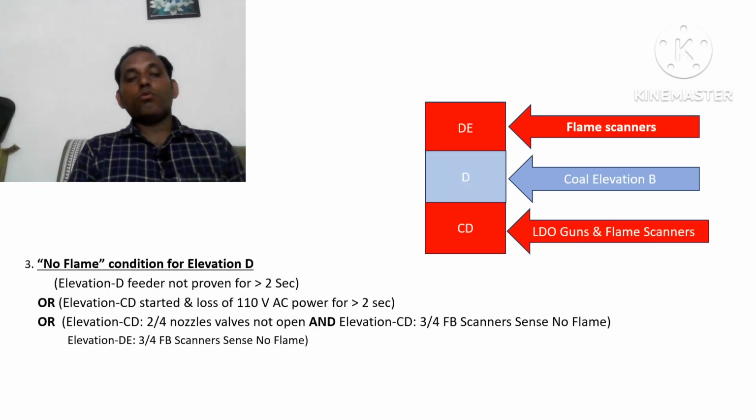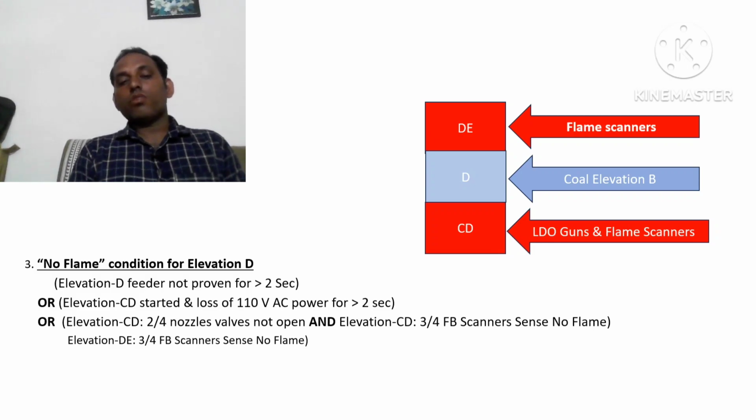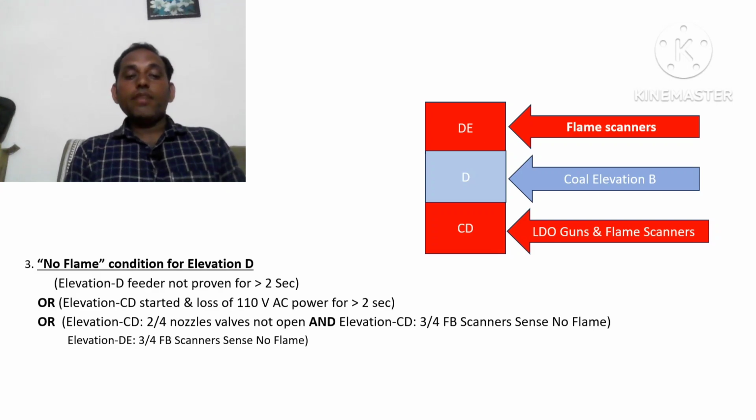Now, the no flame condition for elevation D. Actually, elevation D is situated between CD and DE, so the scanners of both elevations also contribute in this logic, and the LDO gun is available at elevation CD. Elevation D feeder not proven for more than 2 seconds, or elevation CD started and loss of 110 volt AC power for more than 2 seconds.